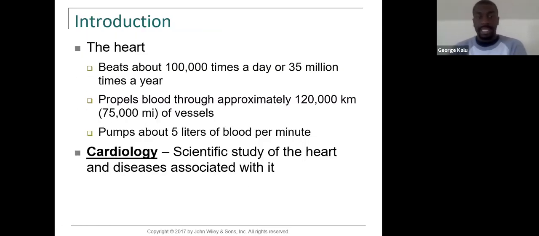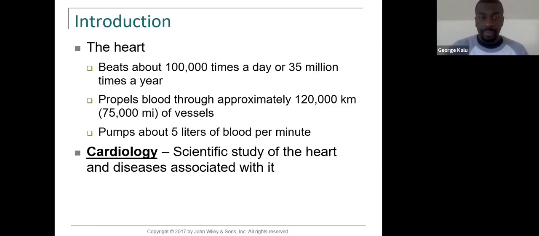Starting with the heart, we're going to be looking at how it beats. Typically your heart rate should be about 50 to 70 beats per minute. 50 is usually on the low end, but about 60 to 70 beats per minute is your resting heart rate, your normal heart rate.